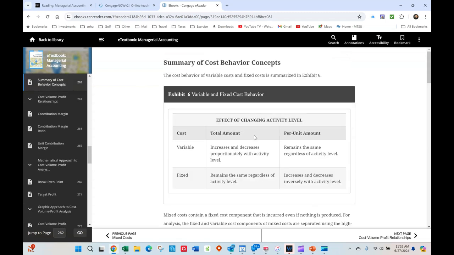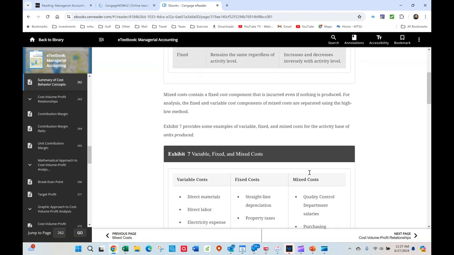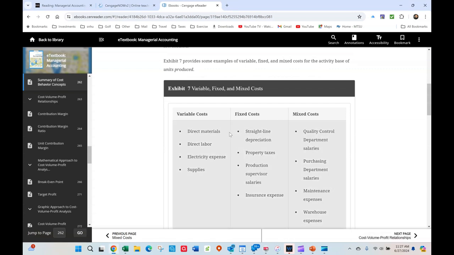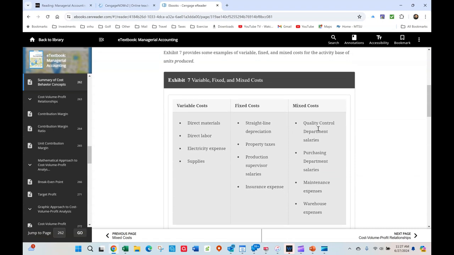And so here is just, again, a summary. Variable cost increases and decreases proportionally with activity level in total, whereas fixed cost in total remains the same. But the per unit variable cost stays the same. But the fixed cost, as you're spreading this overhead over more units, will go down per unit. So you have variable costs, you have fixed costs, and you have some mixed costs.